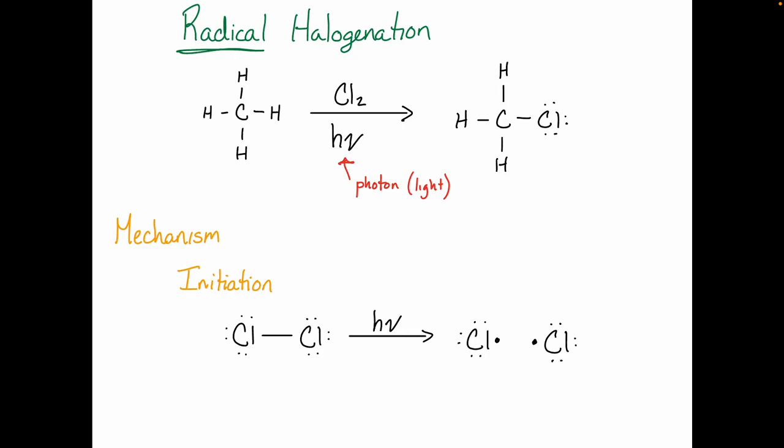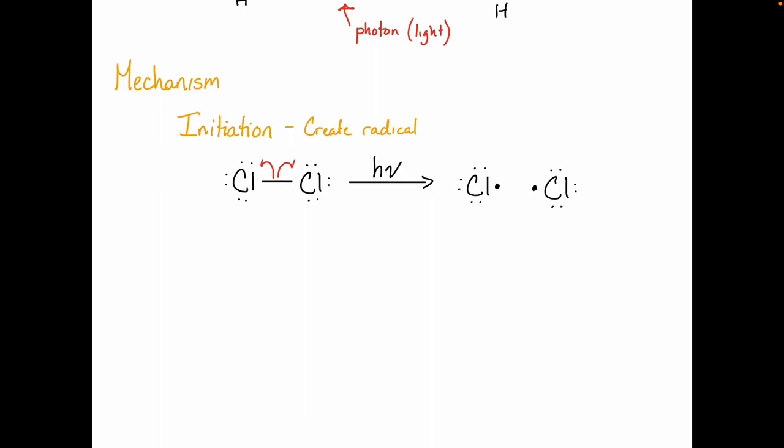And again, if we're going to show the mechanism here with our electron pushing arrows, we have to show this bond breaking in a homolytic fashion using our fishhook arrows. So that initiation step is where we create our radical. And again, these things are mad, so they're going to start reacting with everything and anything in that flask. That's what we call the propagation phase.